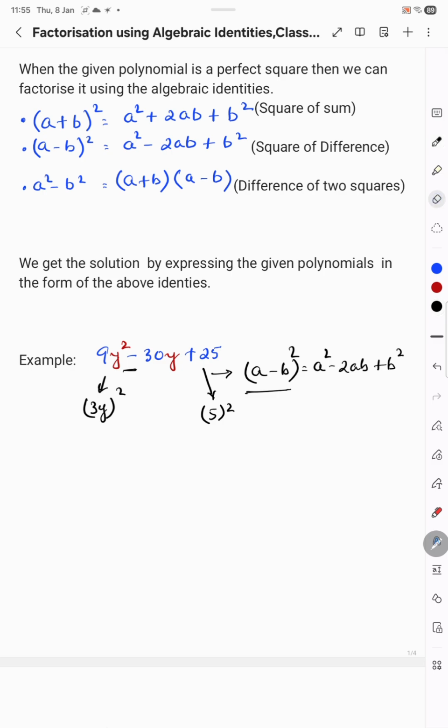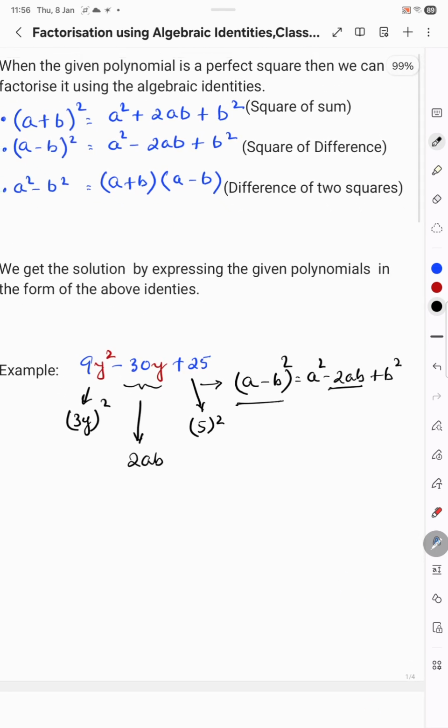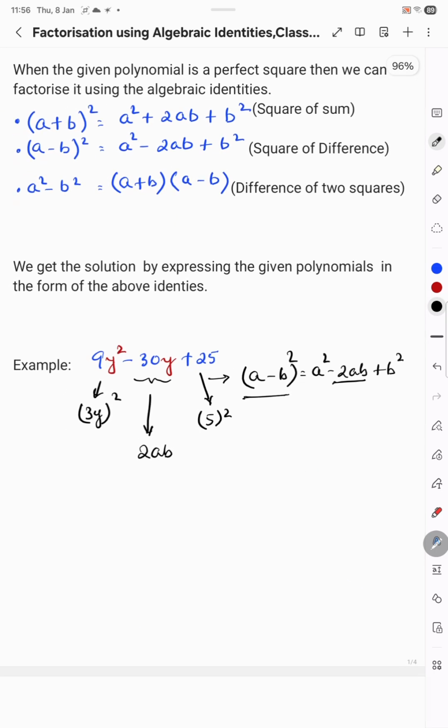Now the middle term is minus 30y. Now we'll try to match this with our 2ab part. If it matches with 2ab, then we can have the solution as (a minus b) whole square, isn't it? Okay, now see, we have 3y square here and 5 square here. So this we can take as a square, and this we can take as b square.